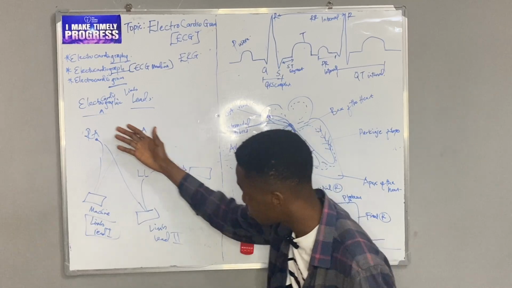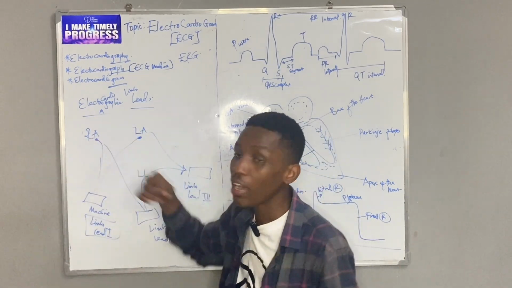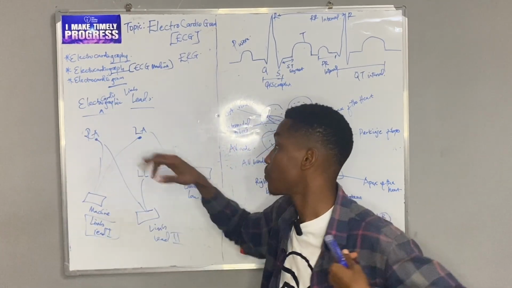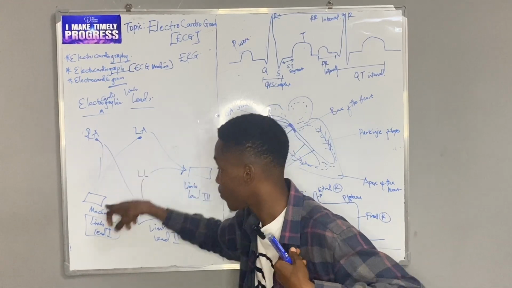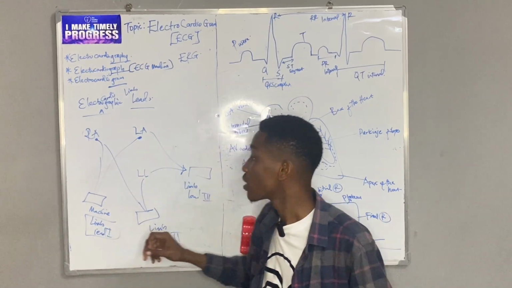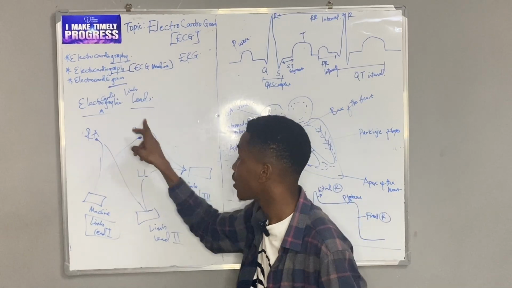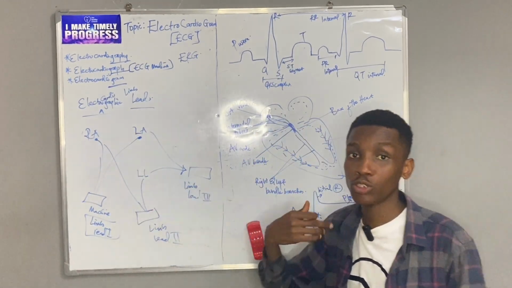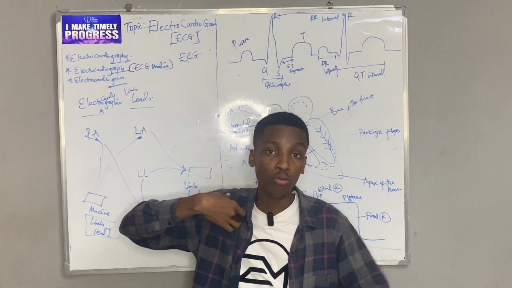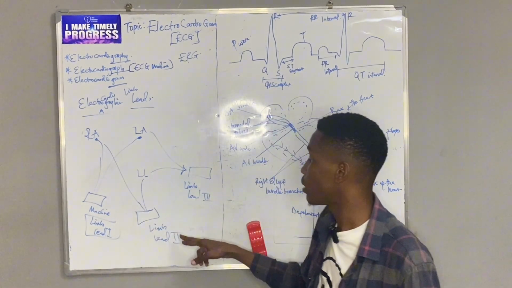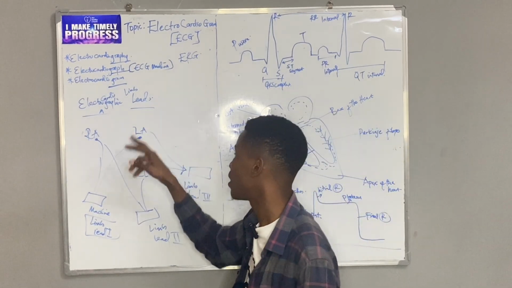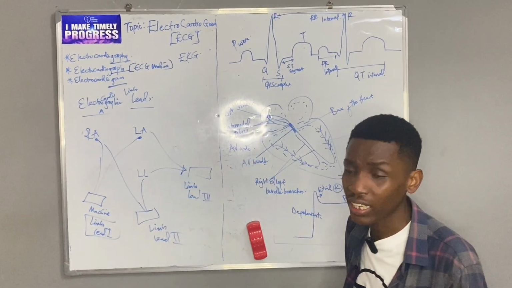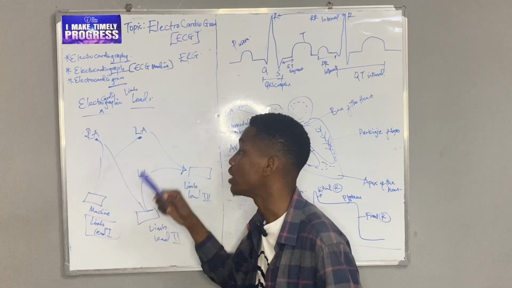In this picture, if I place it on the right arm and left arm, that is limb lead 1. If I place it on the right arm and the other one closer to the left leg, that will be limb lead 2. Similarly, if I place it on the left arm and left leg, it will be limb lead 3. But these are bipolar limb leads.